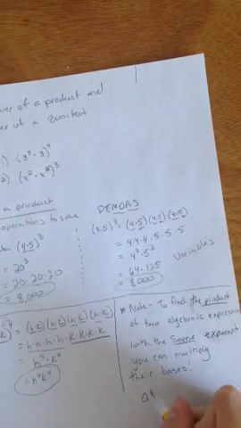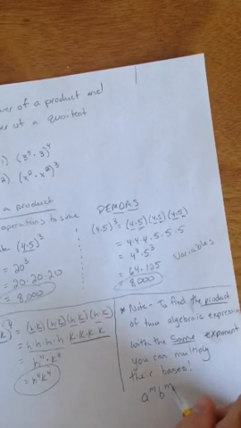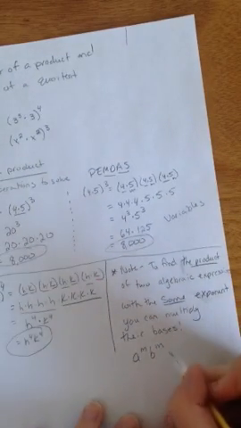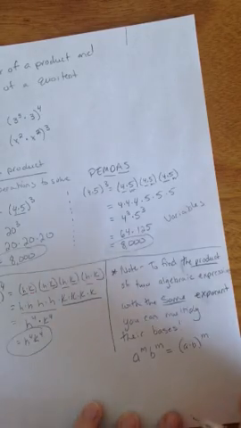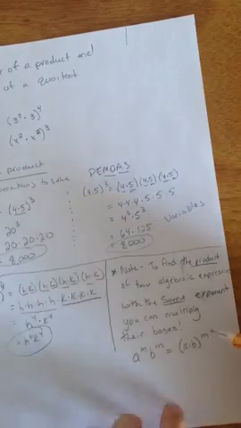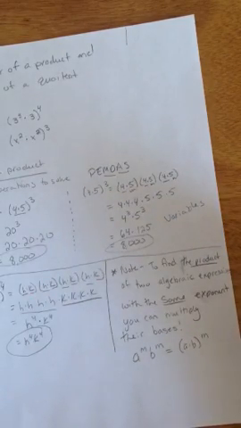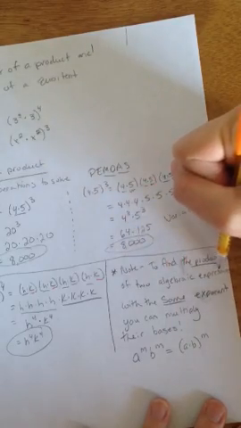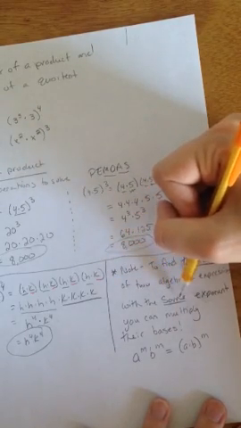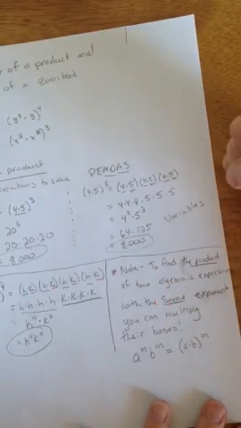So that theorem, this general, remember, very mathy term, is a to the m times b to the m is equal to a times b to the m. And again, this is just the very mathy term of it. We're going to do some examples with it in a second. But to find the product of two algebraic expressions with the same exponent, you can multiply their bases.